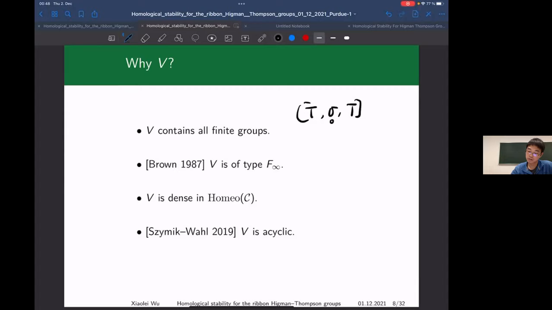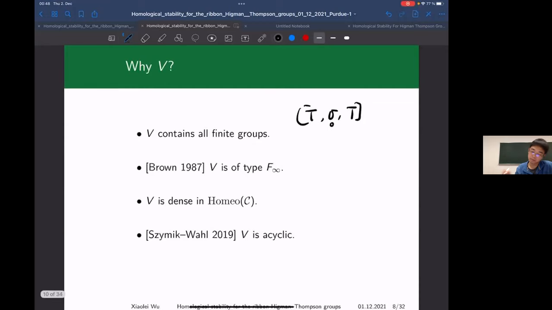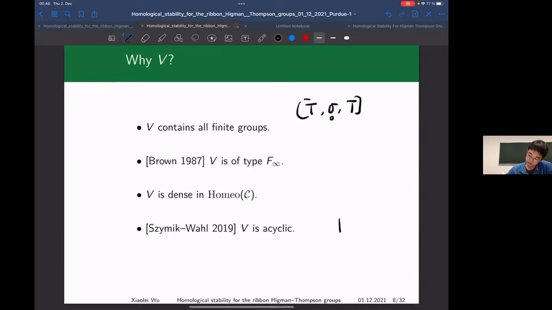The second one is Brown proved that V is of type F infinity. On one hand it's very big, it contains all finite subgroups, but on the other hand it is of type F infinity, so there's some tension going on. The third property is V is dense in the homeomorphism group of the Cantor set. This is not very hard to show, you can try it as an exercise. The last one, which is important to us, is Szymik and Wahl showed in 2019 that V is acyclic. This means that the reduced homology of V with integer coefficients is equal to zero.